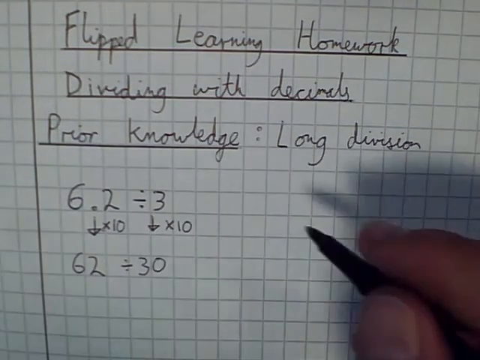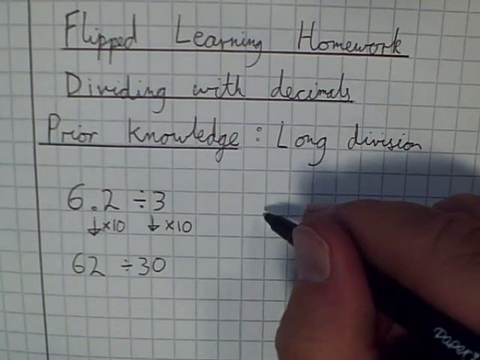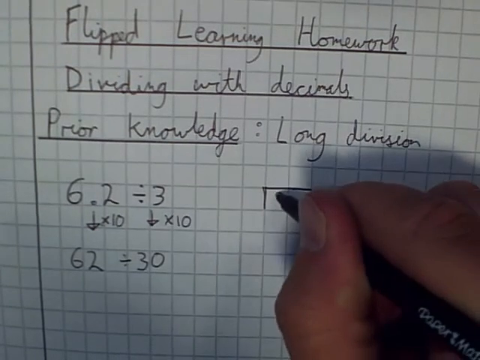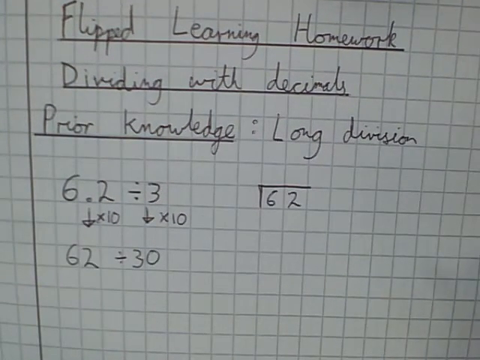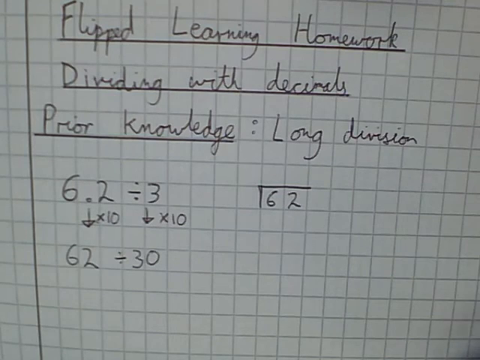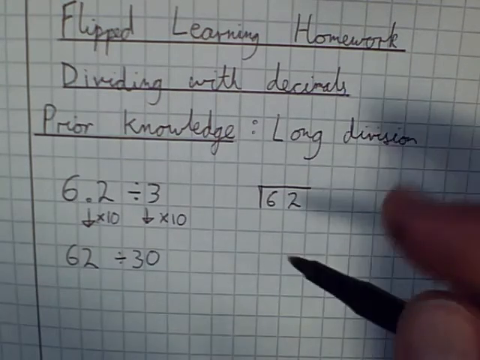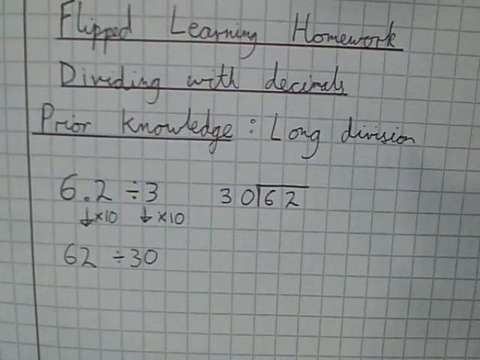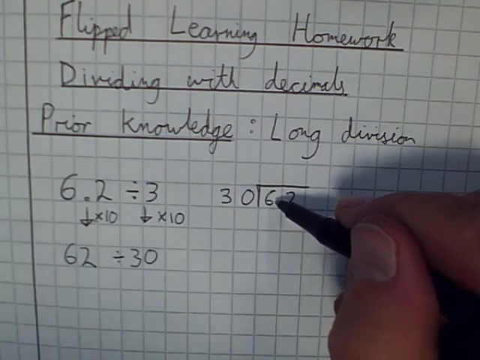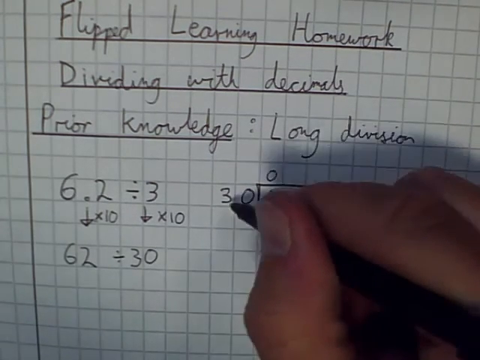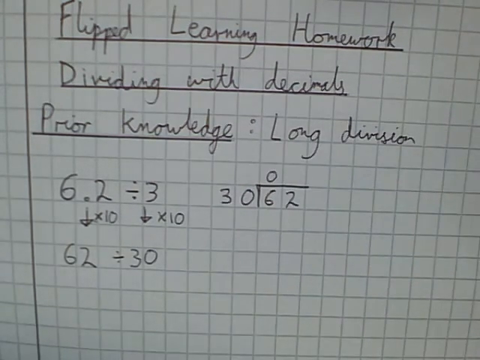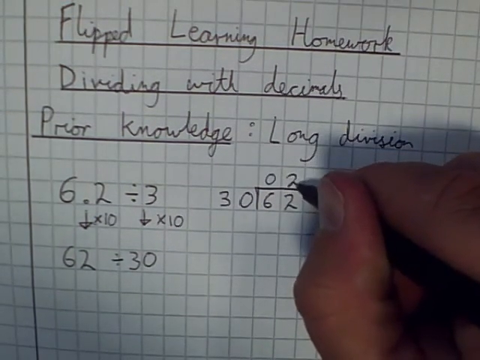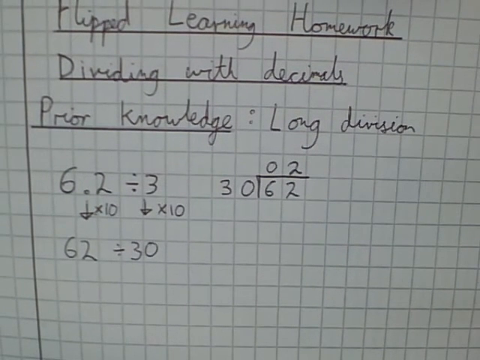So 62 divided by 30 I can do. Let's have a look at it with the long division method. So I've got 62. If you struggle with your presentation, use 1 square for each number. I recommend that. So 62 divided by 30. I've got to think, how many times does 30 go into 6? It doesn't. How many times does 30, and it's always all of that number I'm looking at, go into 62? It goes in twice.